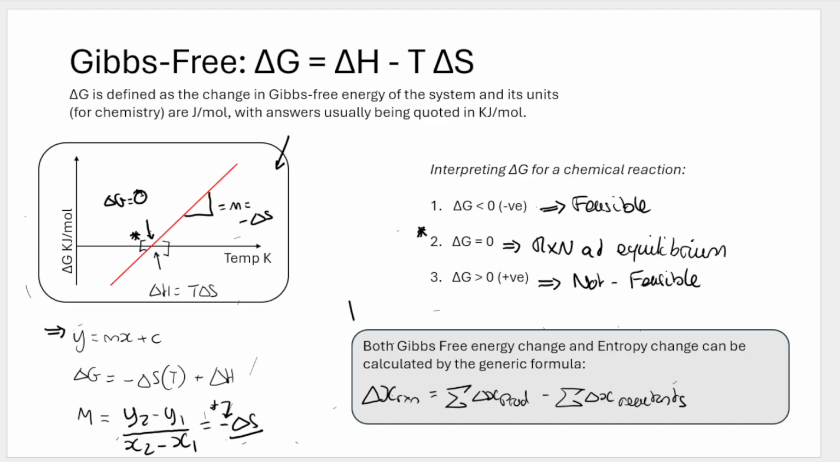I've got a little note down at the bottom here saying both Gibbs free energy change and entropy can be calculated by this given formula. I discussed this on the previous slide when talking about how we would calculate entropy from products minus reactants.